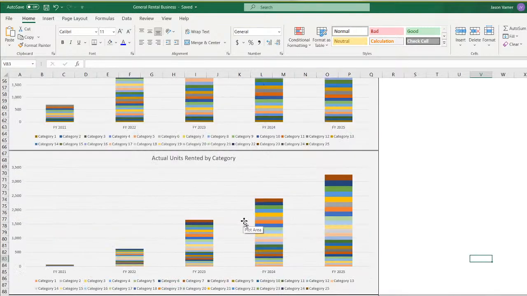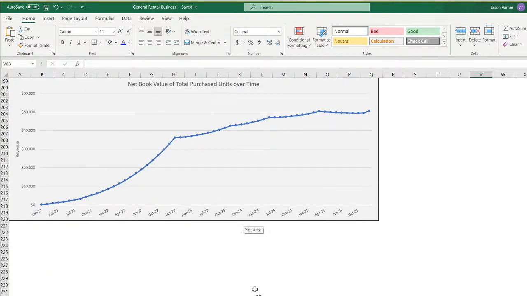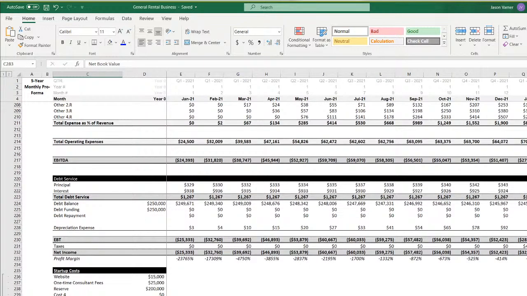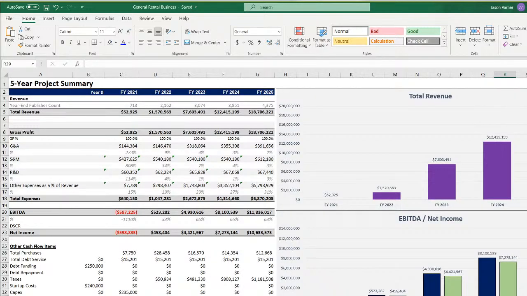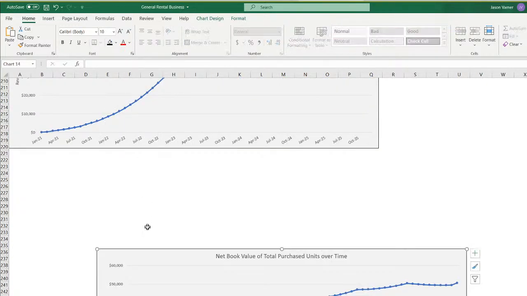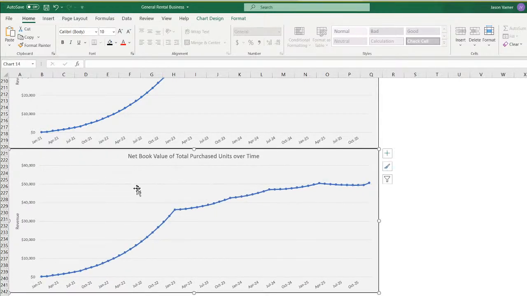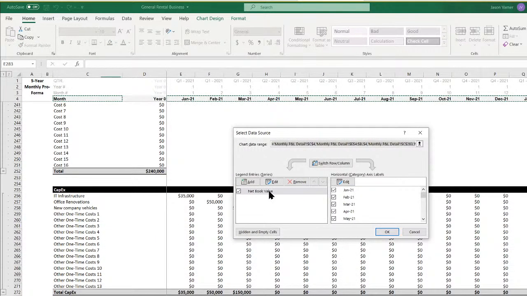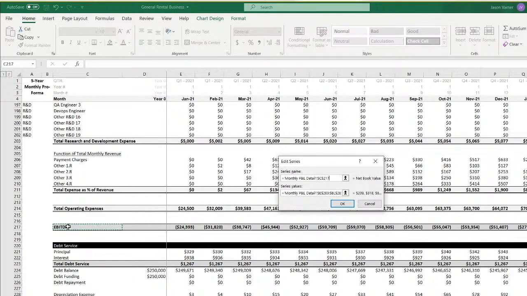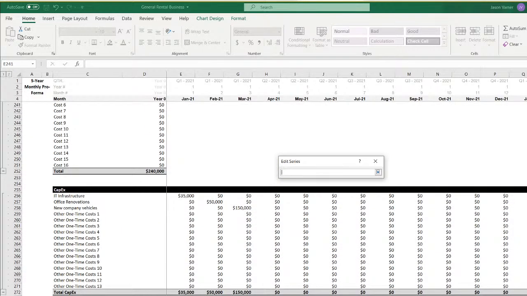All right, so we got a lot of visuals here. Just trying to see if there's anything else that really would make sense to put. We could do EBITDA. So we did EBITDA, net income by year. We can do it by month. And just do, let's do EBITDA.